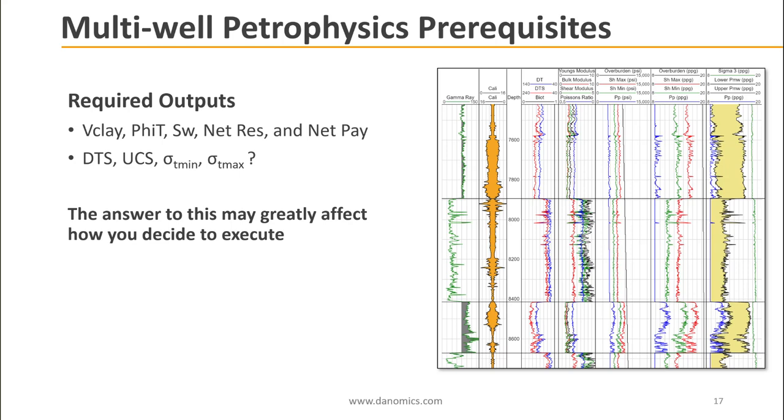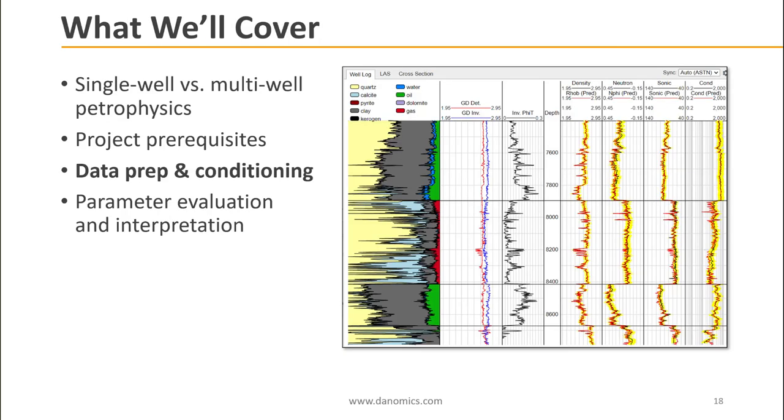In terms of knowing where to stop your analysis in terms of sophistication or techniques, what are you trying to use it for? Do you just need V-clay and total porosity and saturation, or do you start to need things like synthetic shear logs, rock strength properties, effective stress, etc.? And understanding this could really affect how you decide to execute your workflow, what wells you use in your calculations, etc. So it's good to understand that beforehand. Okay, so once you know that, you're ready to move on.